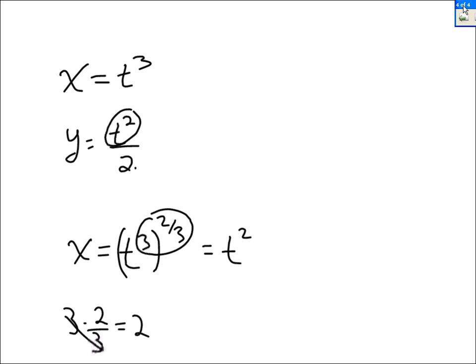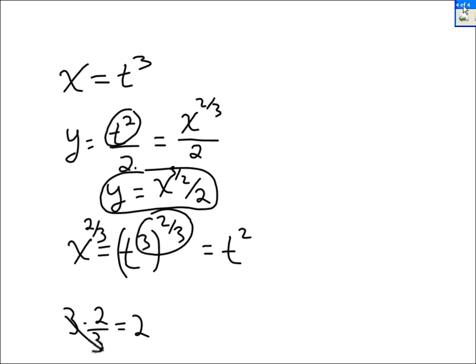If you raise the right side to the 2/3 power, you have to raise the left side. The x to the 2/3 is t squared. So in the second equation, instead of t squared, I write x to the 2/3 over 2. And there it is. y is equal to x to the 2/3 over 2. And you can plot that equation. You can plot points on this one and start to see what it's going to look like.